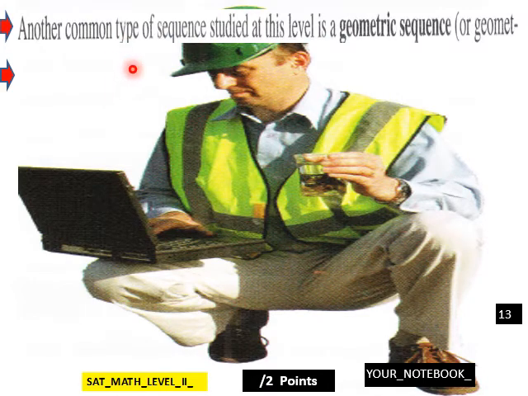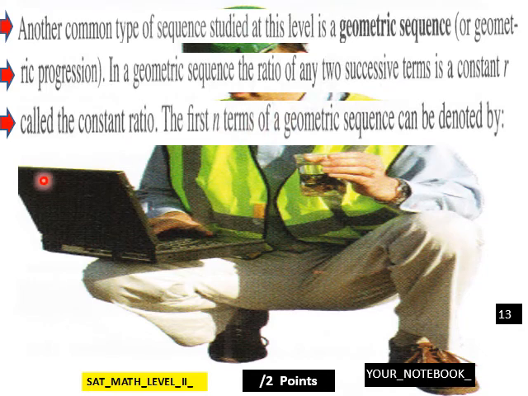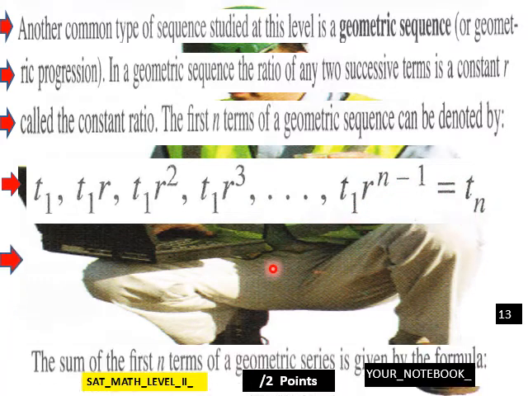Another common type of sequence studied at this level is a geometric sequence, or a geometric progression. In a geometric sequence, the ratio of any two successive terms is a constant r, called the constant ratio. The first n terms of a geometric sequence can be denoted as follows. This is the important part here: term 1 times the ratio r to the n minus 1 equals term n.